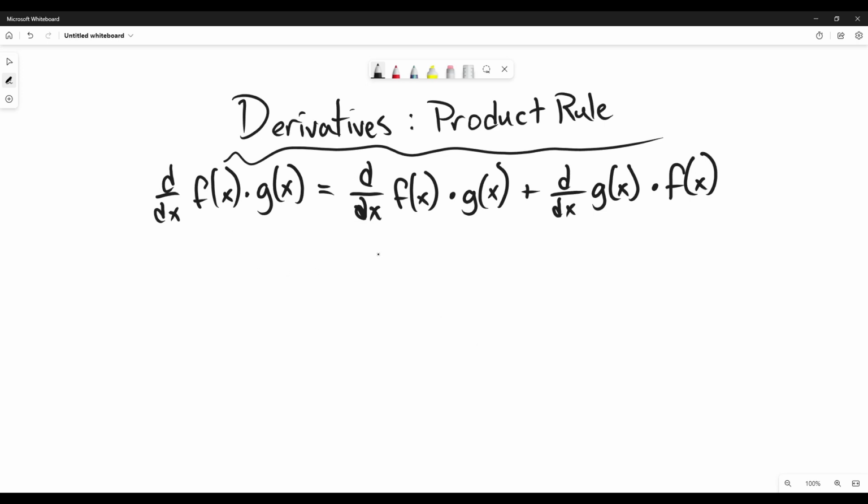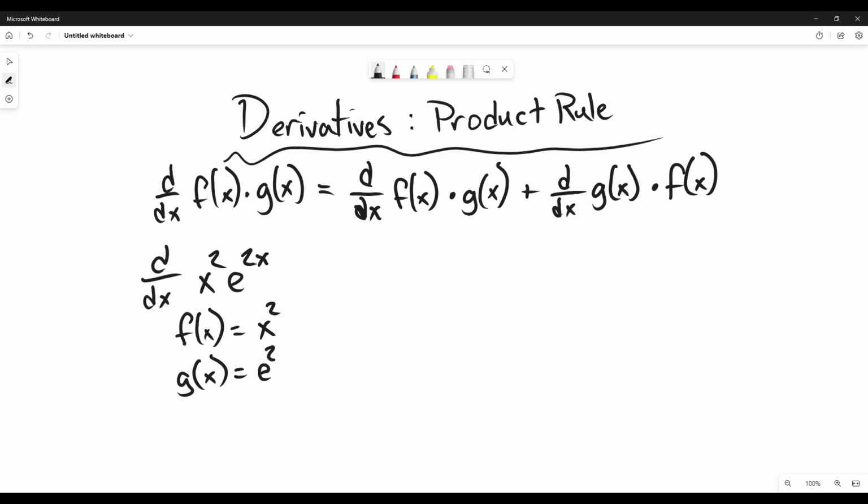Now, to work an example of this, we can assume we're trying to find the derivative of x squared times e to the 2x. To find the derivative of this function, we're going to start by labeling the functions. We're going to break it up. We're going to say f of x equals x squared, g of x equals e to the 2x.